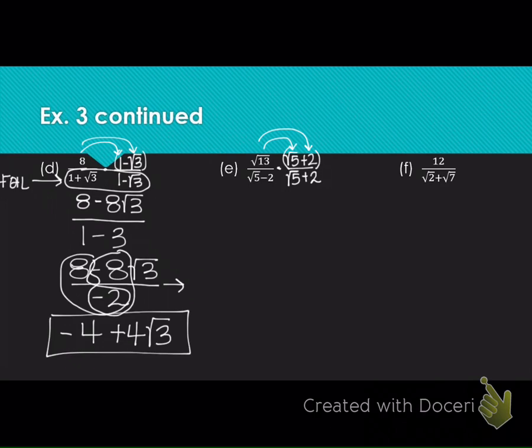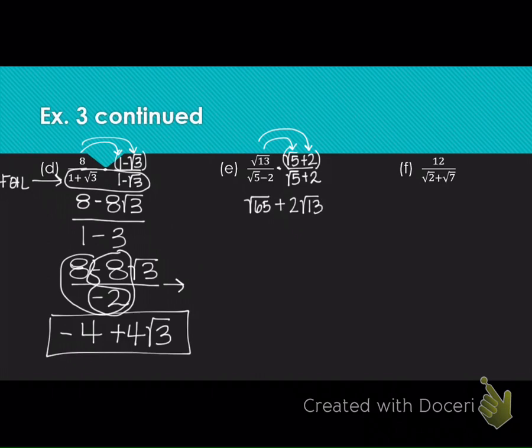All right? What happens when I do the square root of 13 times the square root of 5? Am I allowed to multiply those together? Yes, because they're both under the radical. So what is 13 times 5? 65. So the square root of 65. Going to go ahead and bring down the plus sign. What's the square root of 13 times 2?